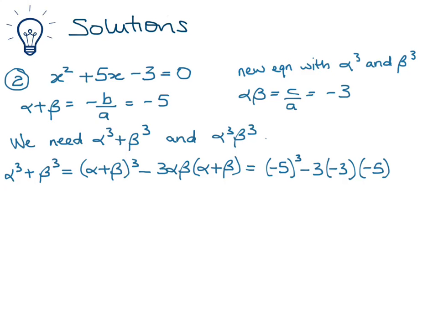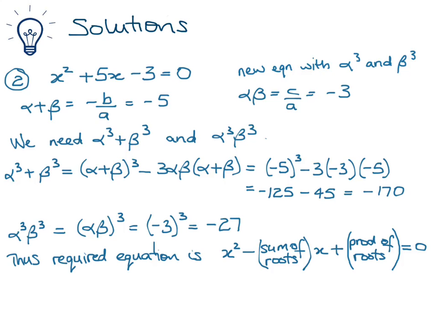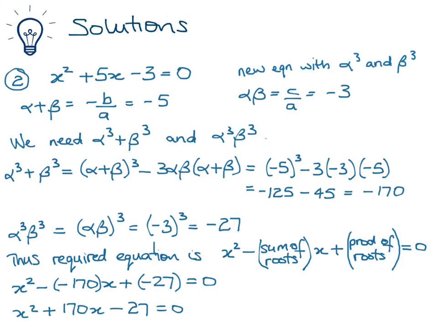Do the substitutions, you get negative 5 all cubed minus 3 multiplied by negative 3 multiplied by negative 5, which is negative 125 minus 45, that's minus 170. And alpha cubed beta cubed is, of course, alpha beta all cubed, which is negative 3 cubed, which is negative 27. Thus, the required equation, which is of the form x squared minus the sum of the roots by x plus the product of the roots, is x squared minus negative 170 by x plus negative 27, which is x squared plus 170x minus 27 is equal to 0.